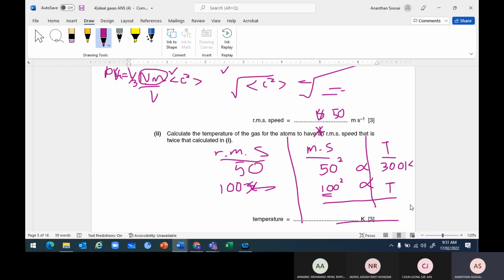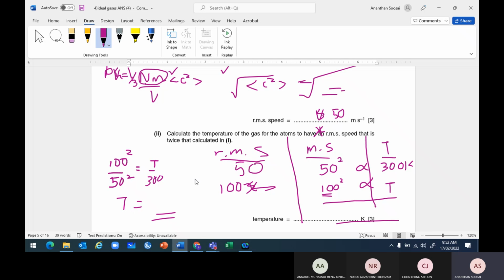This is what you have to use: mean square speed is directly proportional to the thermodynamic temperature. 50 squared is 300 Kelvin. 100 squared, how many Kelvin? So you find the T. 100 squared over 50 squared should be equal to T over 300. Make T the subject, and you get the answer.